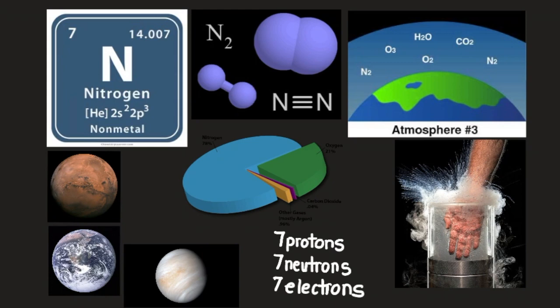Hello everyone, today we're going to talk about the element nitrogen. Nitrogen is element number 7 on the periodic table. Nitrogen has various uses, has various properties, has various places where it exists and originates from. Our universe consists of a lot of nitrogen. It is pretty abundant in the universe.